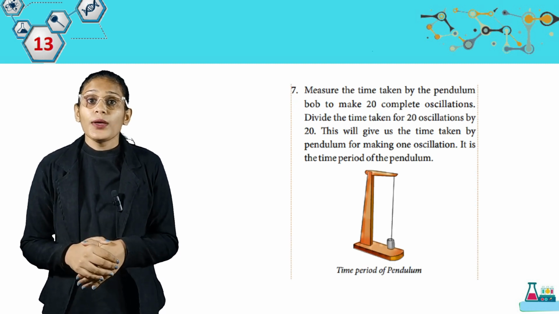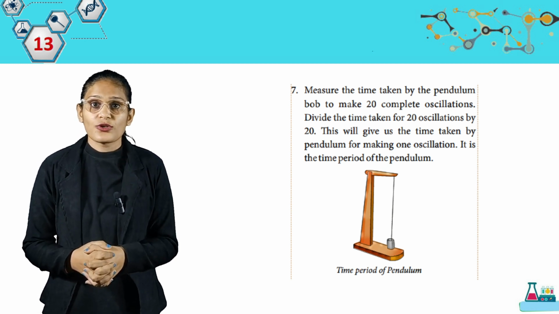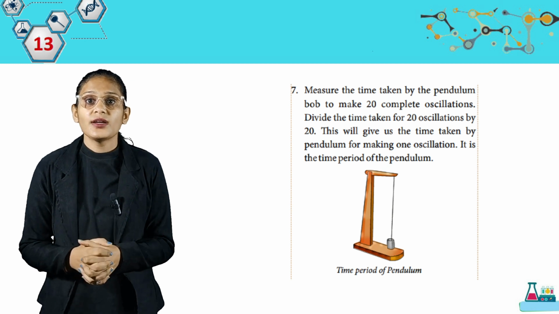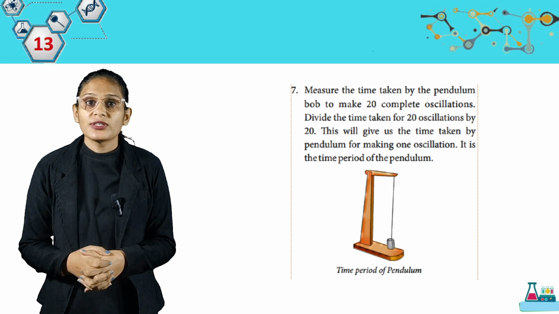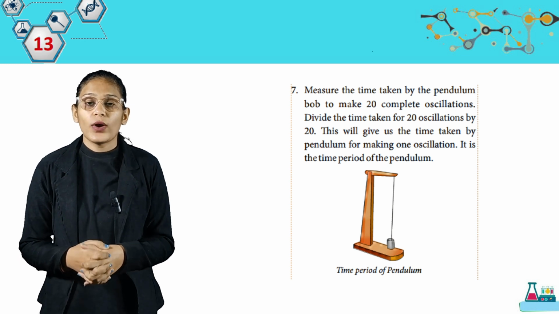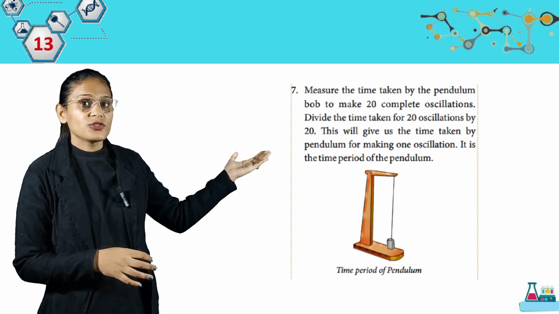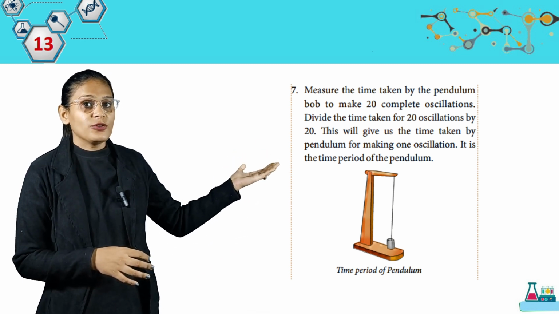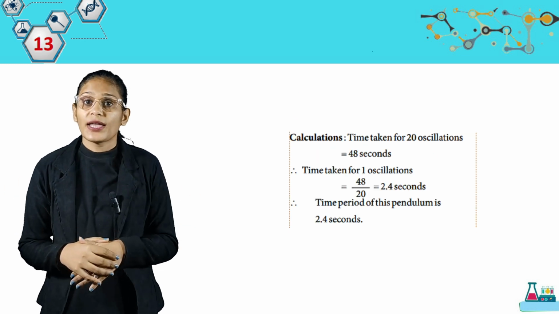Next step, measure the time taken by the pendulum bob to make 20 complete oscillations. Divide the time taken for 20 oscillations by 20. This will give us the time taken by pendulum for making one oscillation. It is the time period of the pendulum. Look at this picture students. Time period of pendulum. That's how you have to make your setup of this activity. Calculation.